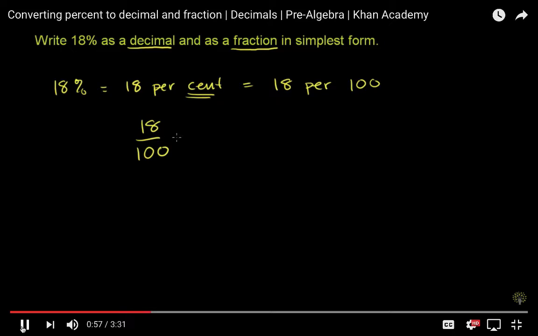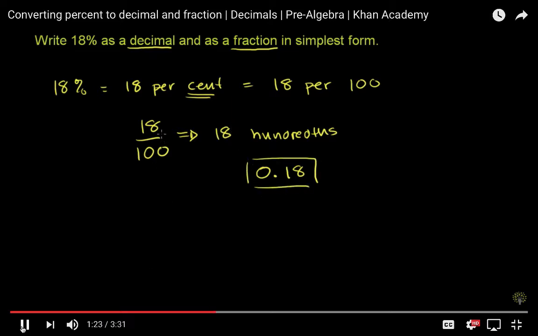So how do we write this? This is the same thing as 18 hundredths. And we know how to write that in decimal form. It's 0.18. You could view this as 1/10 and 8 hundredths, which is the same thing, or 10 hundredths and 8 hundredths, which is 18 hundredths. So this is written in decimal form.